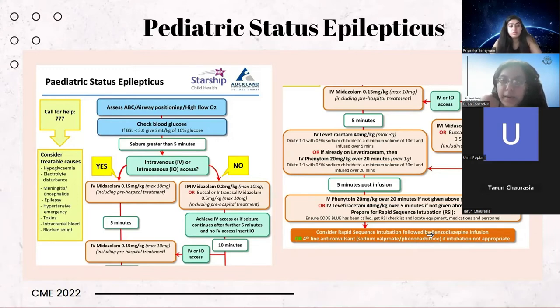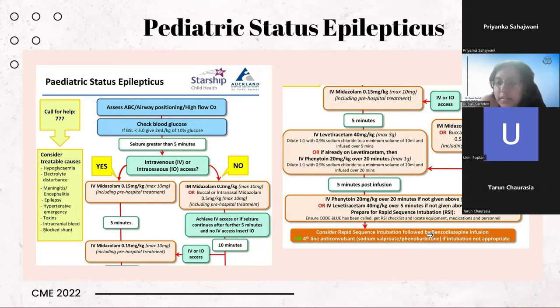Coming to status epilepticus. So this is what you call seizure disorder. These kids are either having their first episode of seizure, which is going to be different from a febrile illness. If the patient is afebrile and having tonic-clonic seizures or absent seizures, you will start moving towards status epilepticus, right? That's the difference. So how do you manage these kids?